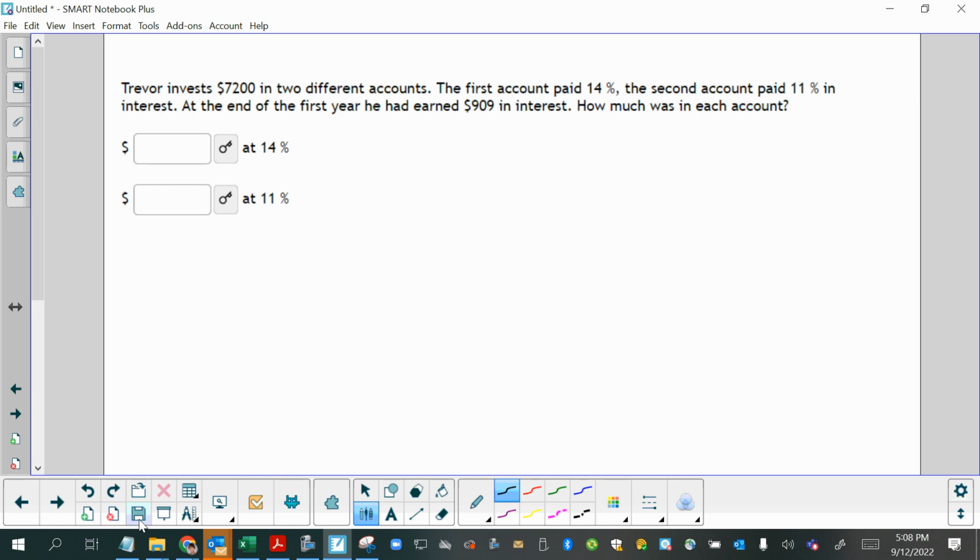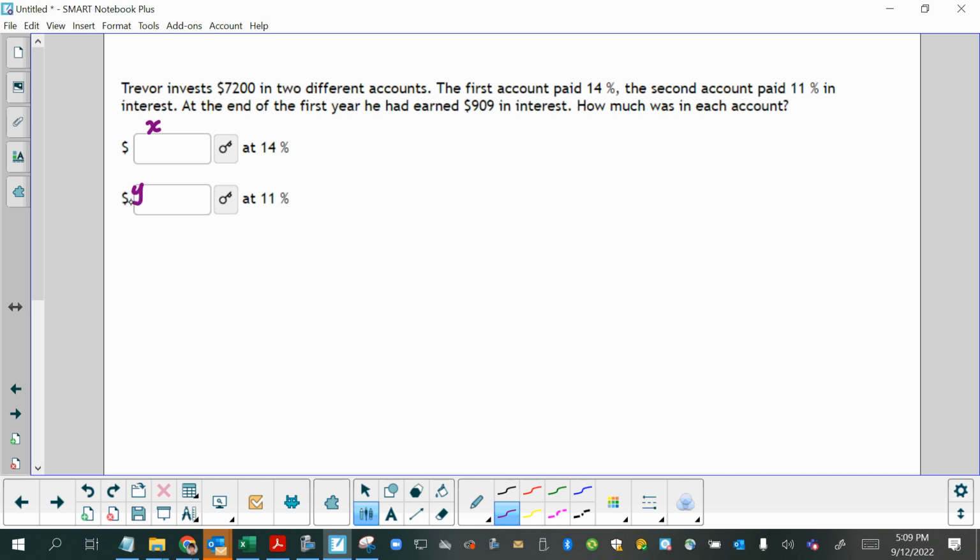So I'm going to start by assigning variables to the two unknown values that we're trying to find. We're supposed to give the amount that was invested in the account yielding 14% interest. I'm going to call that X. And the amount that we put in the second account, we'll call that Y.